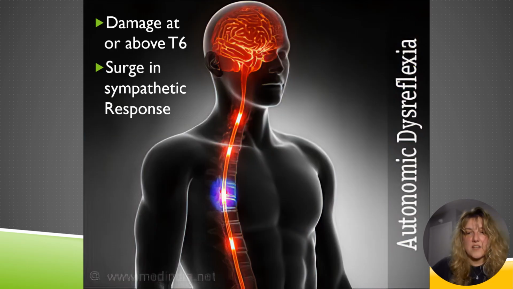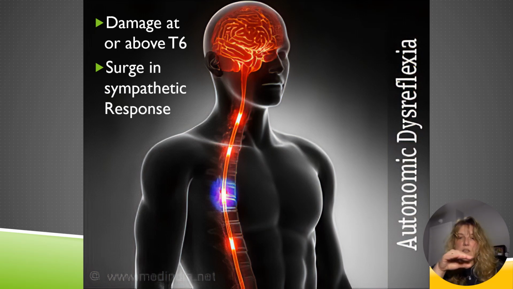And here is a condition that you really need to take into account. It's called autonomic dysreflexia. It's where you have some sort of cord damage at or above T6. So remember, T4 is the nipple line, so you're just a little bit above that. Damage at or above T6 causes a surge in sympathetic response. Let me give you a better example of this. When you have someone who has had some sort of spinal trauma that has occurred in that region, so at or above T6, and they have a full bladder.